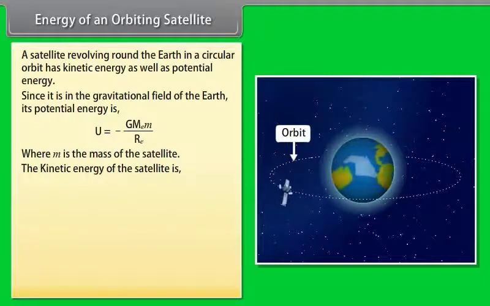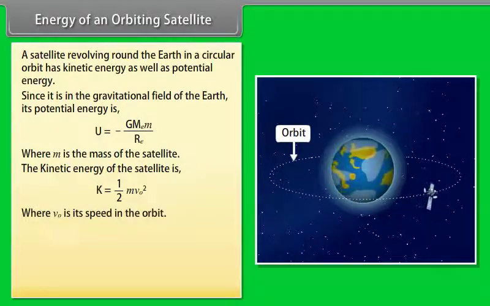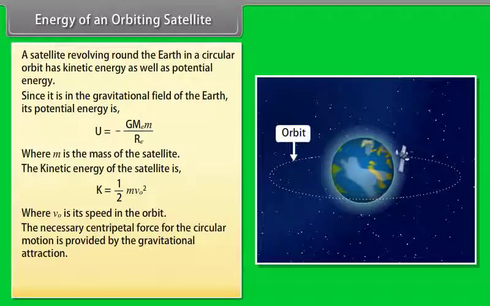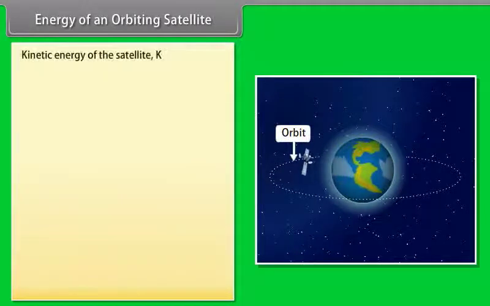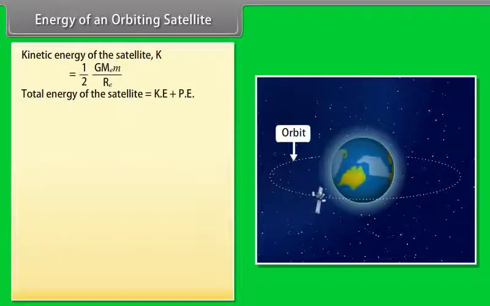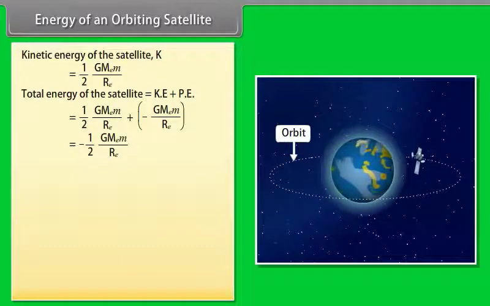The kinetic energy of the satellite is K = 1/2 m v0², where v0 is its speed in the orbit. The necessary centripetal force for the circular motion is provided by the gravitational attraction. Kinetic energy of the satellite K. Total energy of the satellite is equal to kinetic energy plus potential energy. On calculating, we get total energy = -1/2 GM_E m / R_E.